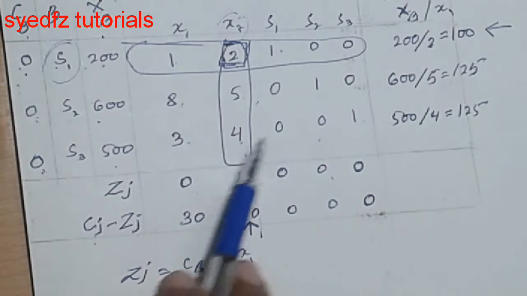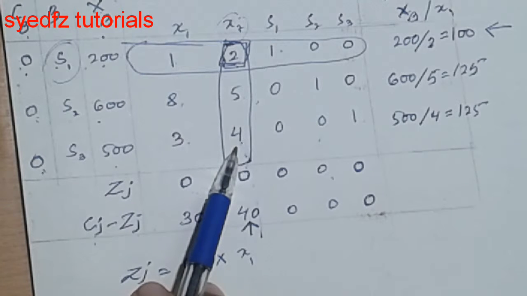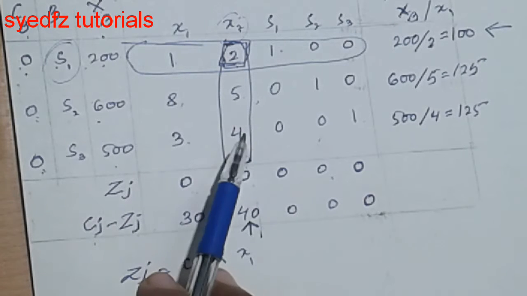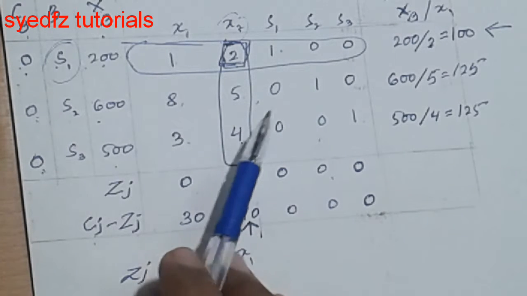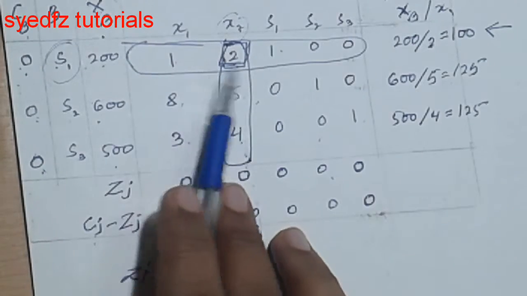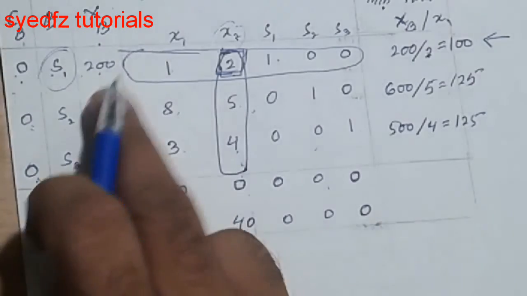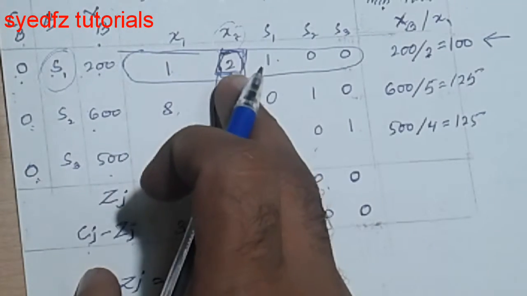Third row should be divided by the key column. What is the key column? 4. Okay, but for the second and third row we have to use the formula, while the first row we directly divide by only 2. How can we divide? Let's see here. What is this? 200, 1, 2.